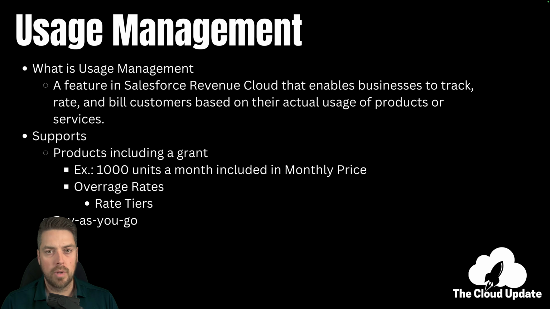It supports multiple billing processes, so either products that include a grant. So for example, you sell a product at a recurring rate, monthly price, yearly price, quarterly, that includes a grant of usage. So for example, you sell an AI product that includes 1,000 credits a month, and then beyond that, you may charge overage, and your overage may be a flat fee, or it may be based on tiers.